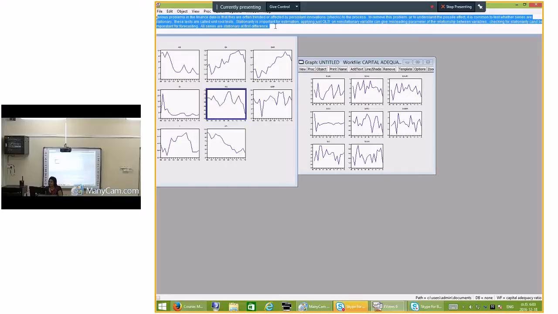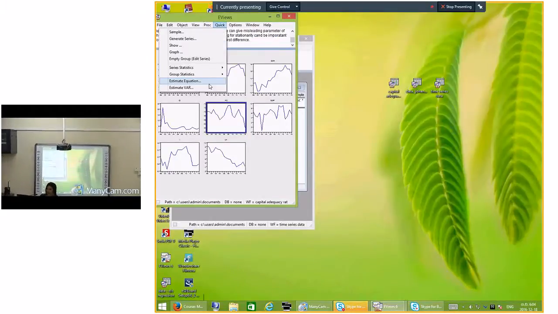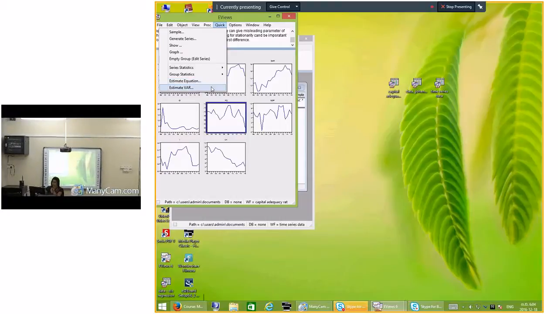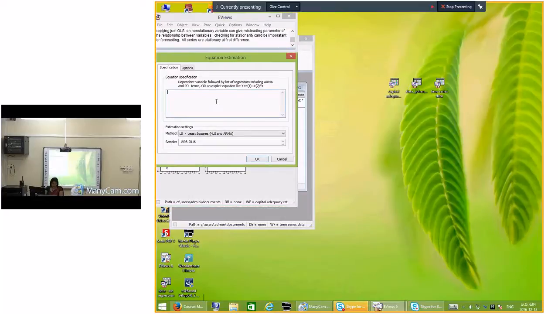All series are stationary, and in this example at the first difference. Now in our model, let's see when we are using our data, the estimation equation assumes that capital adequacy ratio AQ is a function of CA, R, GDP, I, and unemployment.